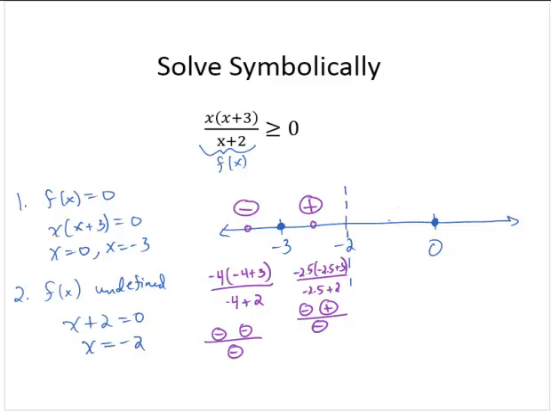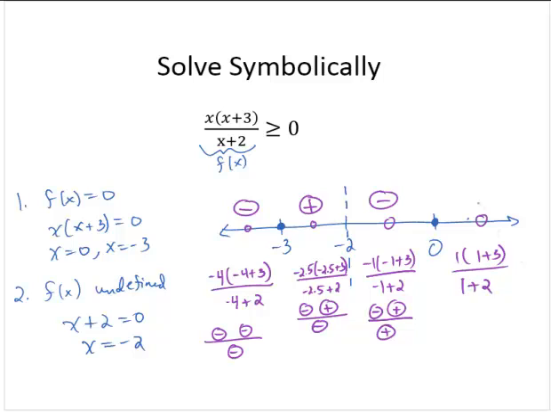Checking the next interval, how about negative 1? Negative 1 times (negative 1 plus 3) over (negative 1 plus 2). Negative times a positive over a positive. That would be a negative over a positive, which is a negative. And finally, testing the last interval, how about x equals 1? That would be 1 times (1 plus 3) over (1 plus 2). And those are all positives, so that would be a positive.